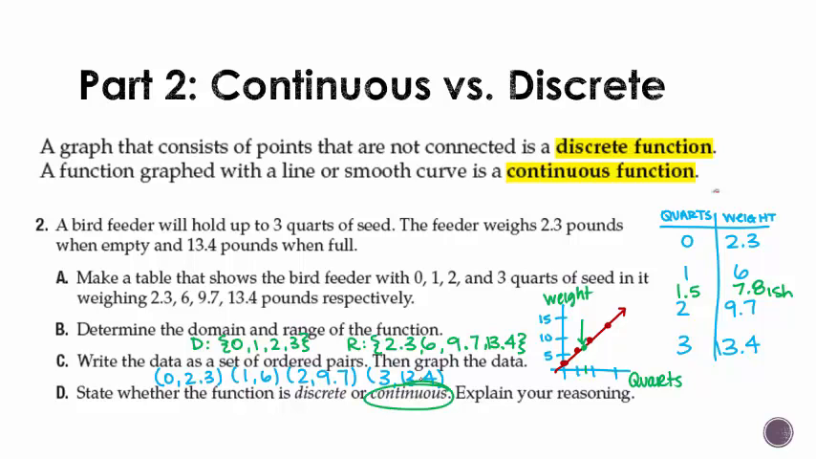Even though the points don't show us that it's continuous, you have to stop and think about the situation. So we can say it's possible to have uneven amounts in the bird feeder.